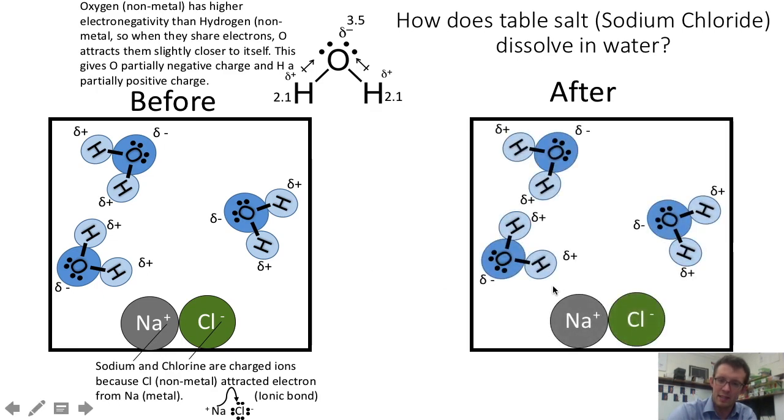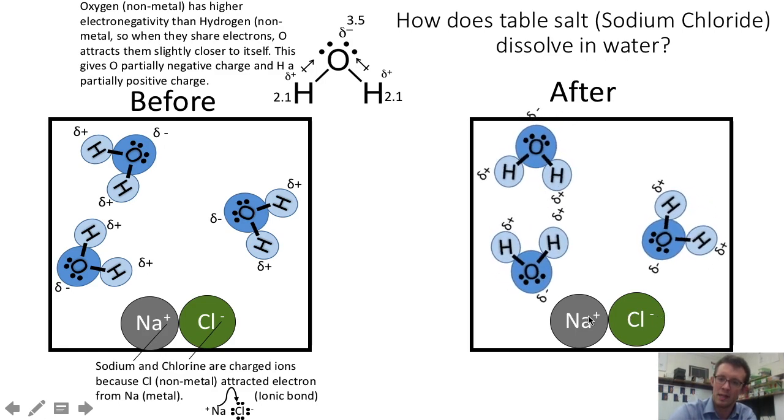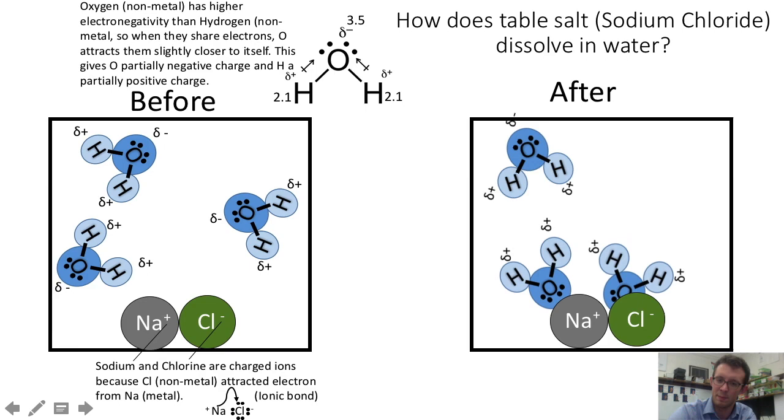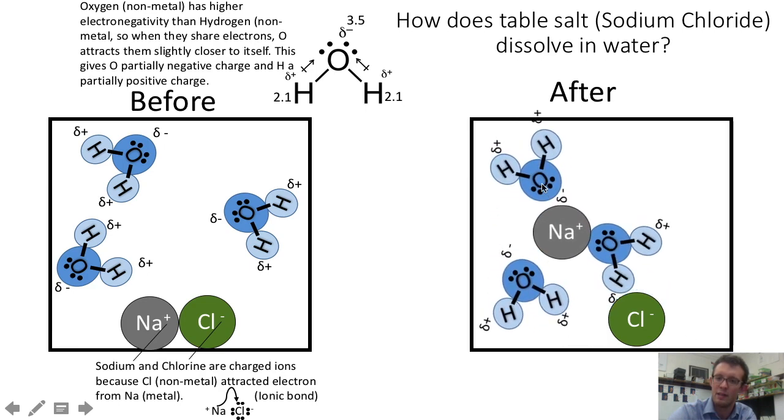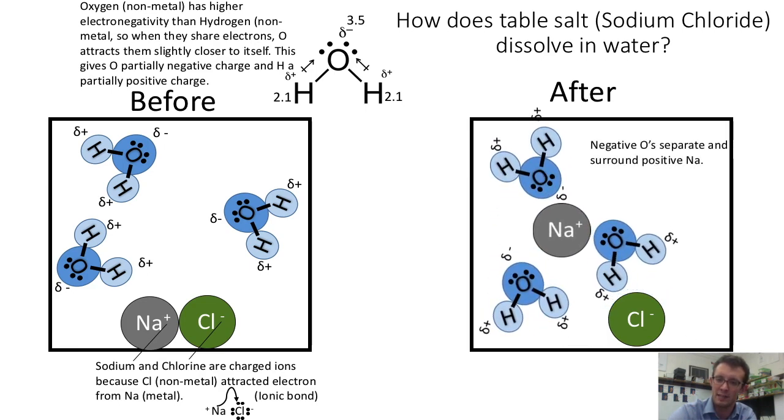But what this means is that the water molecules and the sodium and chlorine ions can attract to each other. We'll watch that happen here. And specifically, the negative oxygen atoms will attract to the positive sodium atom, and the slightly positive hydrogens are able to attract to the negative chlorine ions.